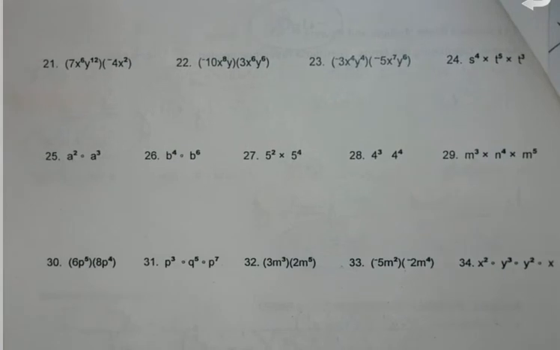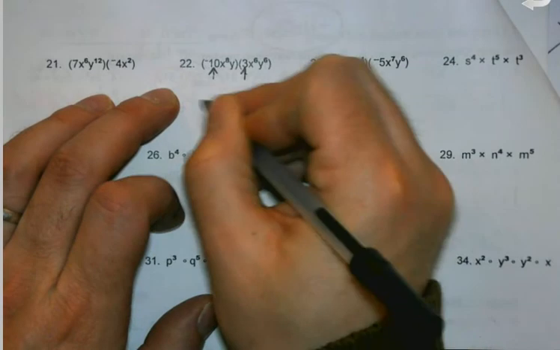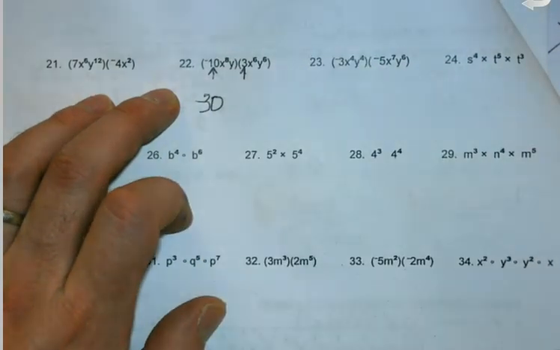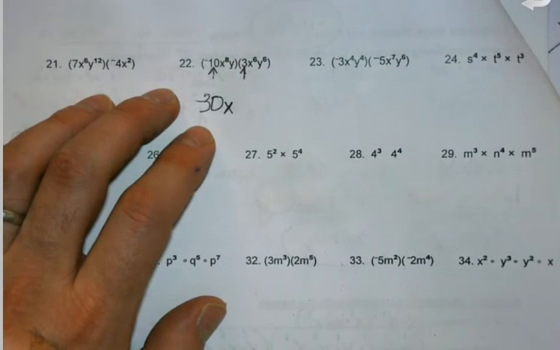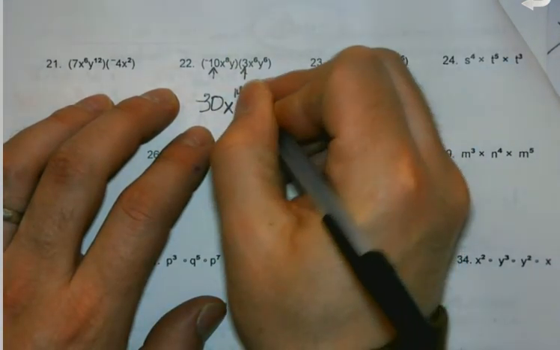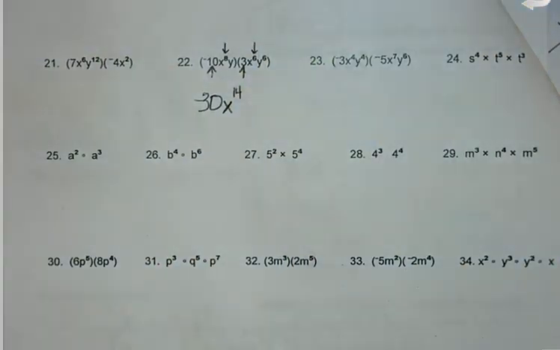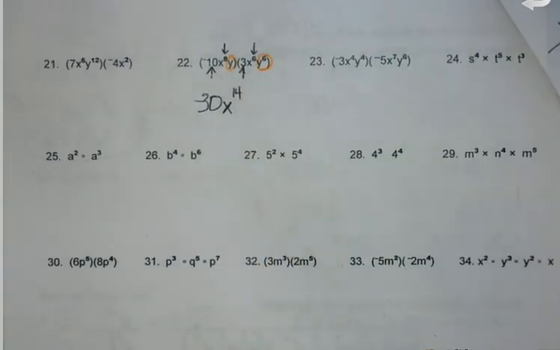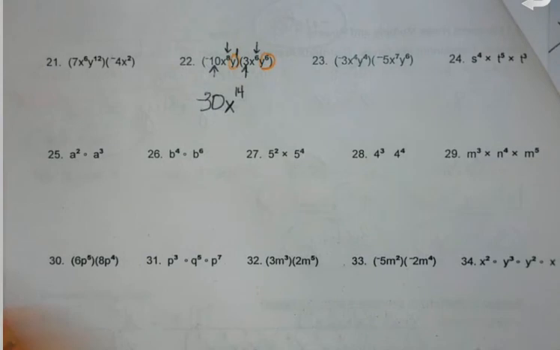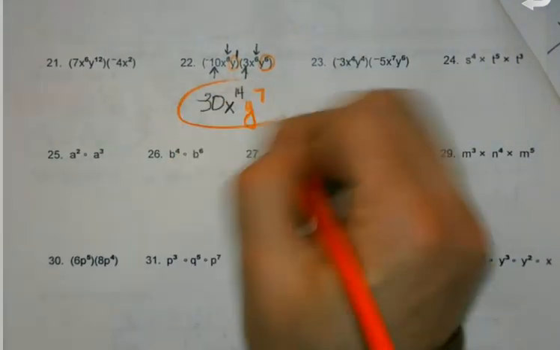All right, what's my number in front going to be? What's my coefficient when I multiply those together? Negative 30. What's my exponent on my x going to be? 14, because it's 8 plus 6. And what about my y's? Okay. As long as I remember this is a 1 when I don't see 1, 1 plus 6 gets me y to the 7th, and I'm good.